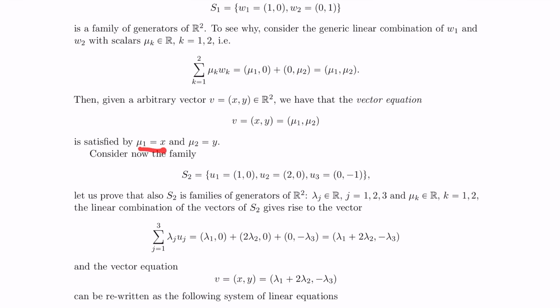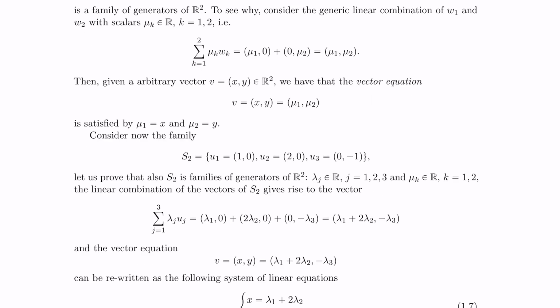So this is the unique solution of this vector equation, and so every vector v written in this abstract form can be represented as a linear combination of these two vectors here, and so S1 is a family of generators for R2. Let's now consider the second family of vectors of R2, given by the three vectors u1, u2, u3.